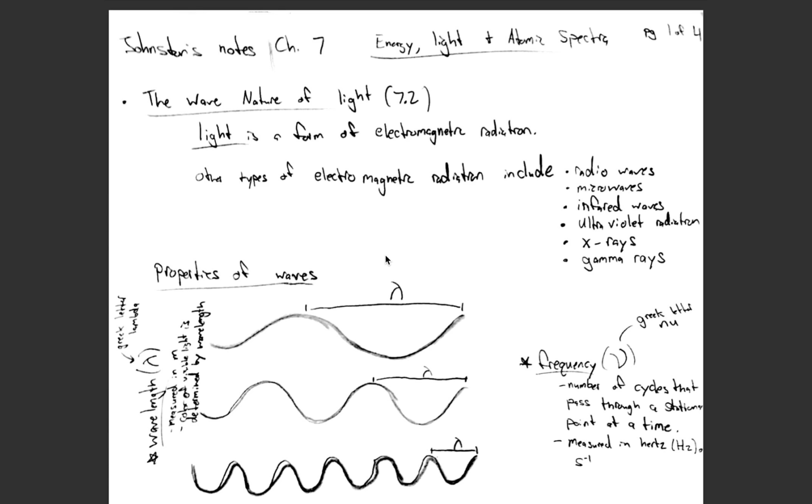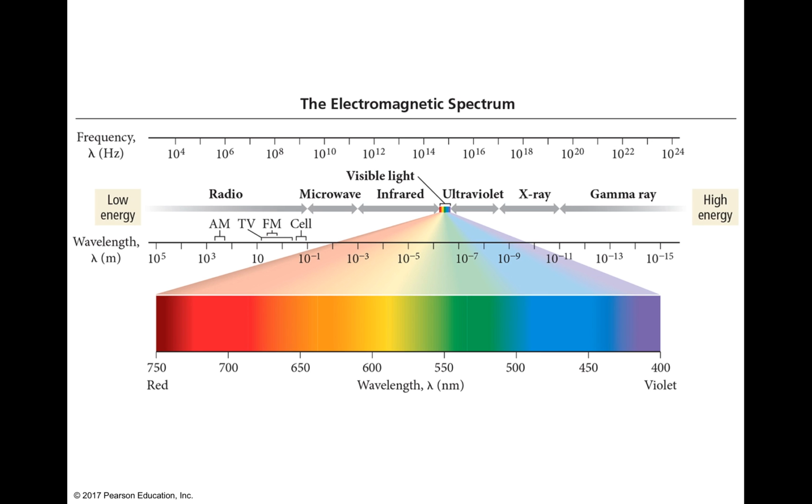Light is a form of electromagnetic radiation. Other types of electromagnetic radiation are things like radio waves. You can talk about cell phone waves, microwaves, infrared. All of these are different types of electromagnetic radiation. They're really the same type of energy. Really the difference is how long the waves are. Visible light is just a small part of the overall electromagnetic spectrum.